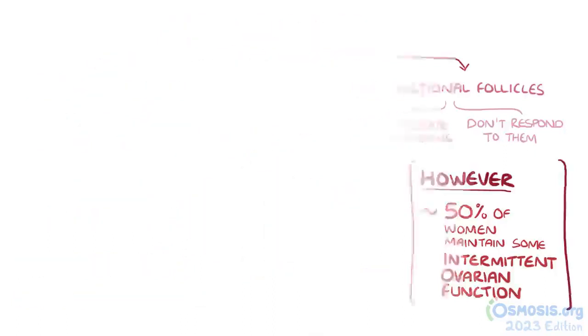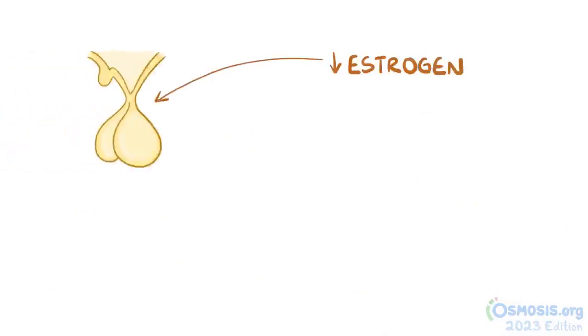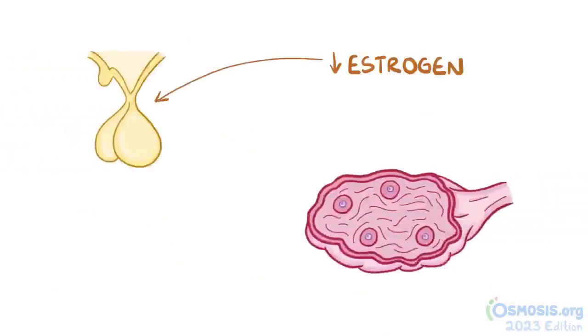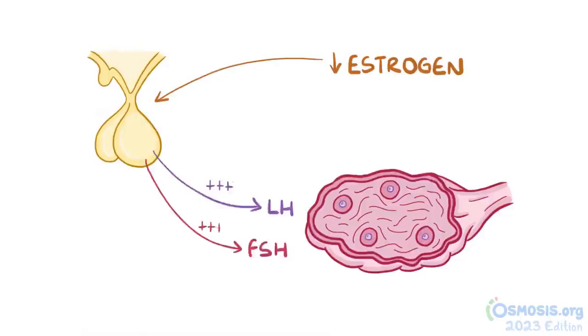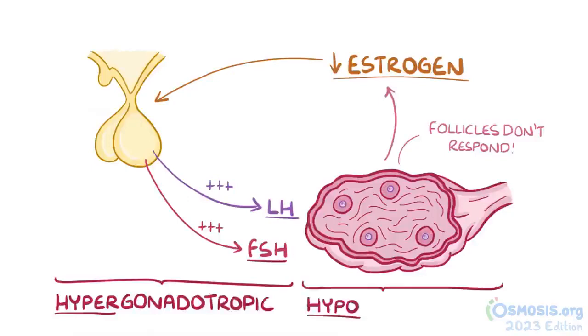In premature ovarian failure, when estrogen levels are low, the pituitary gland attempts to restore balance by increasing production of gonadotropins, LH and FSH. However, the follicles don't respond, so there are still low levels of estrogen. This is called hypergonadotropic, because the level of gonadotropins is high, hypogonadism, because the level of gonadal or ovarian hormones is low.